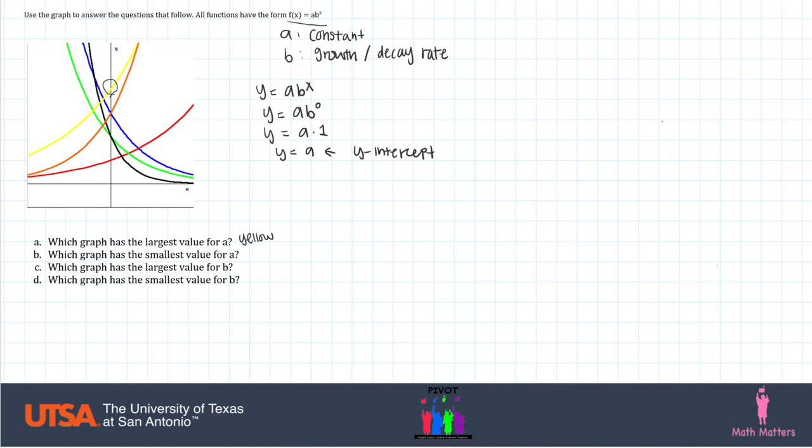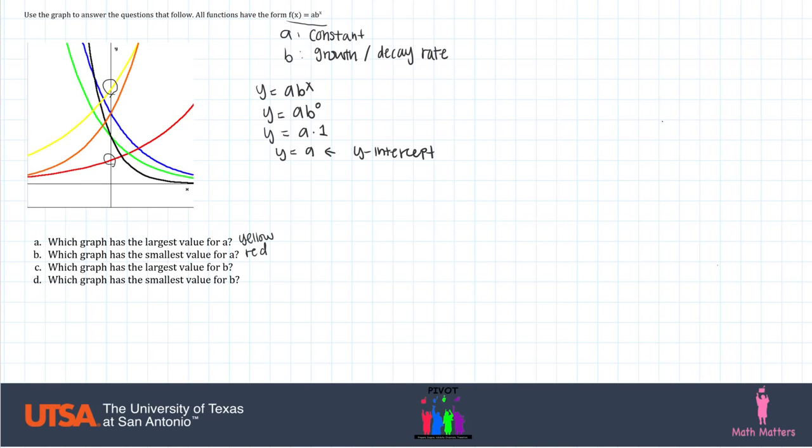Now we're going to move on to part B. It asks which graph has the smallest value for a. So that's pretty much asking the opposite, which one has the smallest y-intercept, which is going to be right here. And so part B is going to be red.